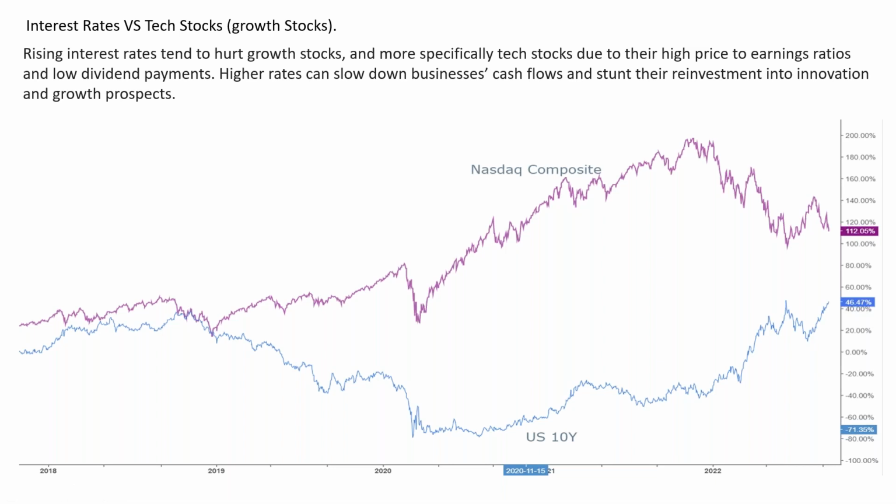This is the US 10-year bond. This has the opposite relationship with NASDAQ. This is the opposite relationship. You can easily see it in this one.